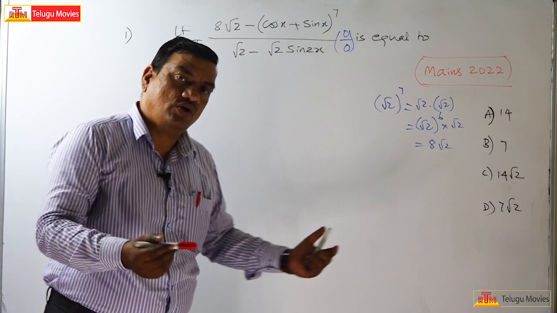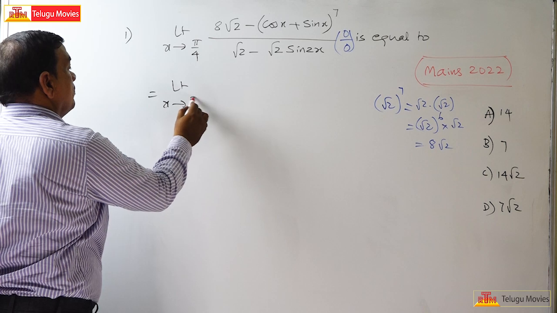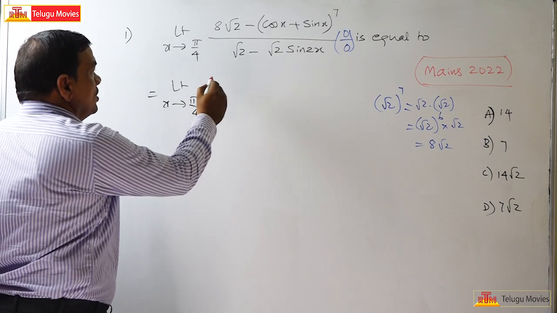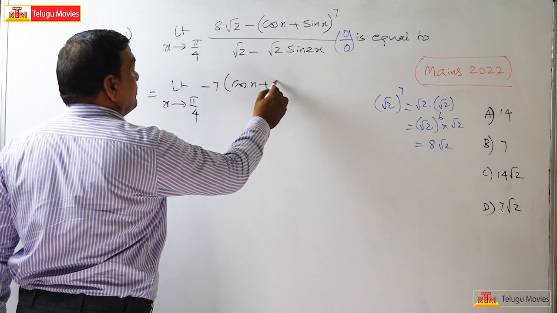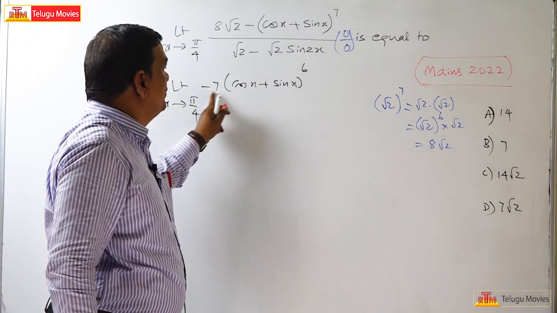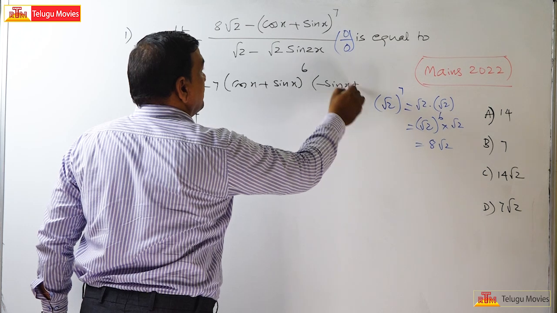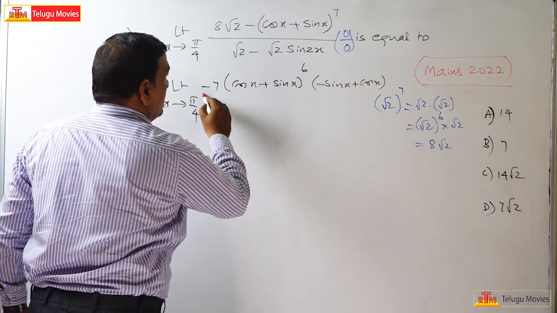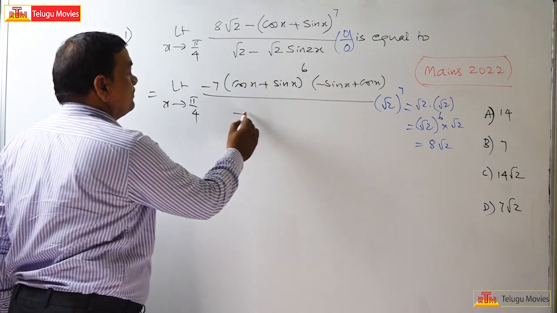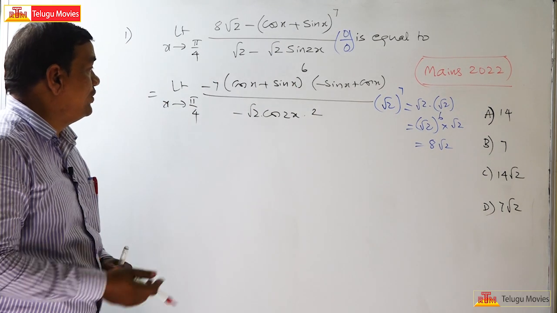So now what we have to do? We have to do the L'Hopital rule. So limit x tends to pi by 4. 8 root 2 derivative is 0 since it is a constant. So minus 7 into (cos x plus sin x) whole to the power of 6. Why? Because derivative of x to the power n is n into x to the power of n minus 1, into derivative of cos x plus sin x, that is minus sin x plus cos x, divided by derivative of root 2 is 0 minus root 2 into derivative of sin 2x, cos 2x, again derivative of 2x is 2.